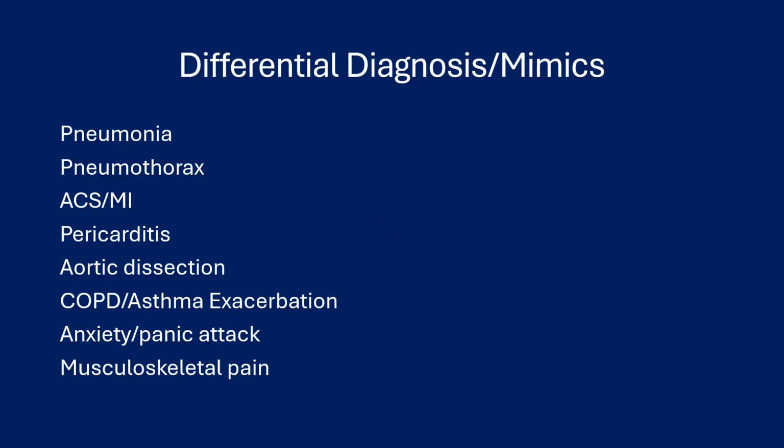Differential diagnosis mimics: pneumonia, pneumothorax or collapsed lung, acute coronary syndrome or myocardial infarction, pericarditis, aortic dissection, COPD and asthma exacerbation, anxiety, panic attacks, and of course musculoskeletal pain. Again, the exam is going to be very important here along with diagnostic tests.